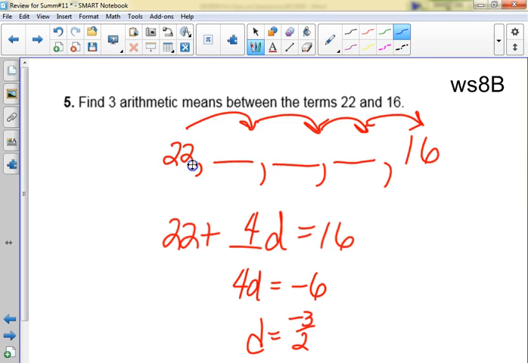So 22 minus 1.5, 20.5. Minus 1.5 is 19. Minus 1.5, and then minus 1.5 is 16. Shoo! That should have been much easier. For some reason, I was struggling.